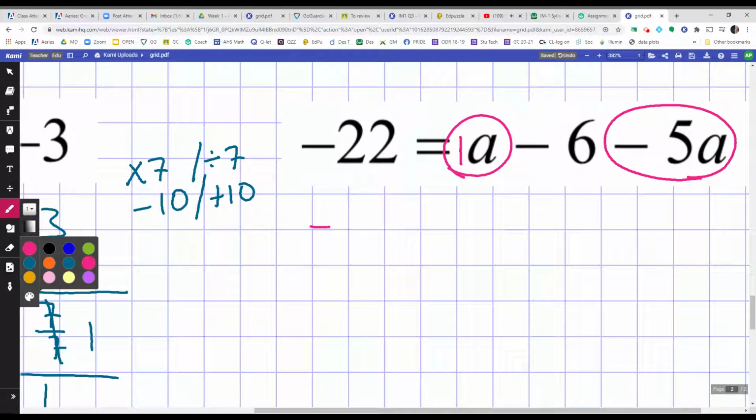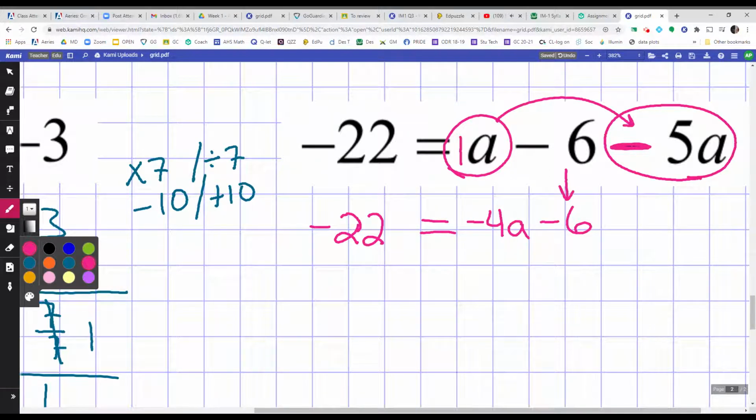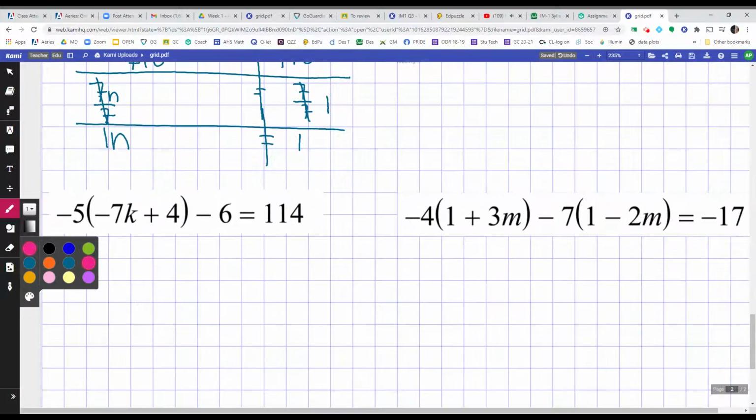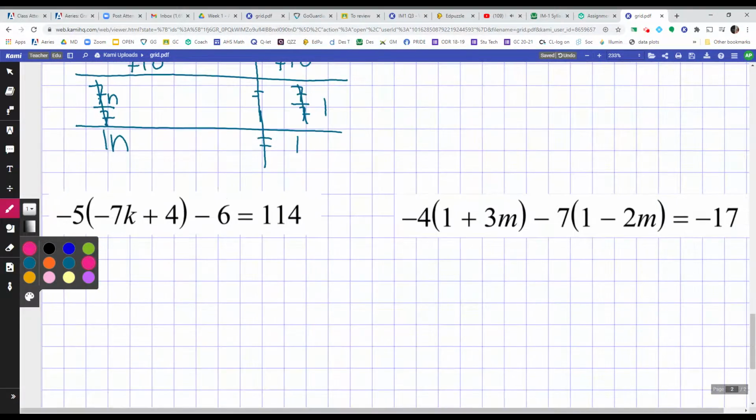When I combine my like terms, I have negative 22 equals 1A take away 5A's. I'm going to subtract 1A minus 5A, negative 4A's. Bring down this negative 6, minus 6, and just put it right there. We're done. You now have to do this PEMDAS backwards to solve. And we're only going to do this one. Do one more. A little bit of distributive and combined like terms.